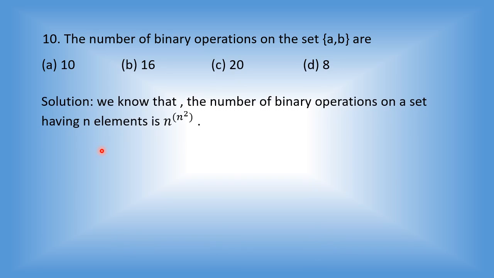So here we know that the number of binary operations on a set having n elements is n to the power n square. This is a time saving result. Here the set has 2 elements, therefore the value of n is 2. So 2 to the power 2 square is 2 to the power 4, which is 16. Therefore the answer is option B.